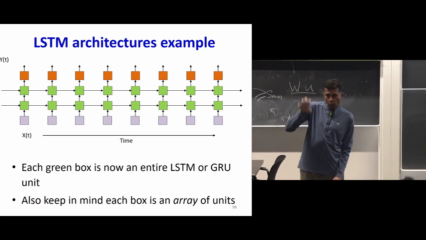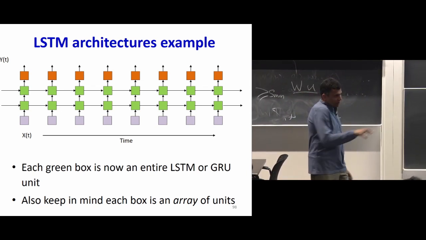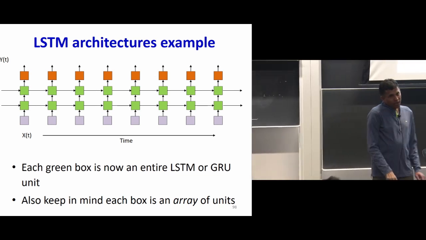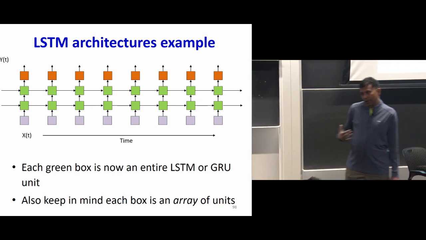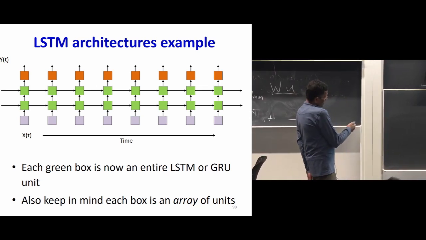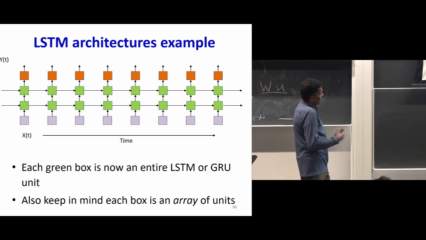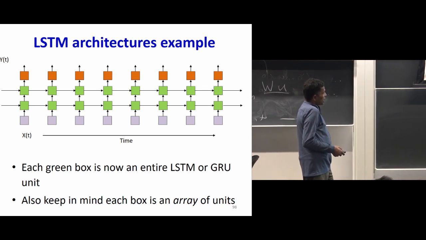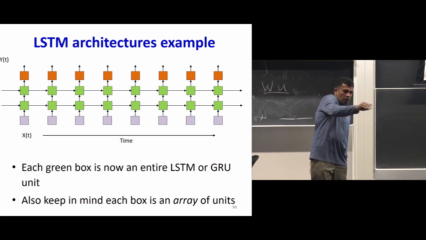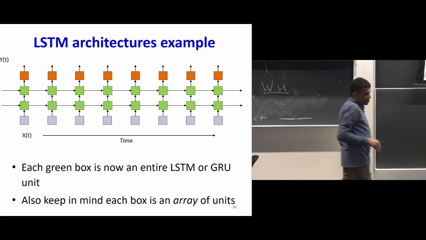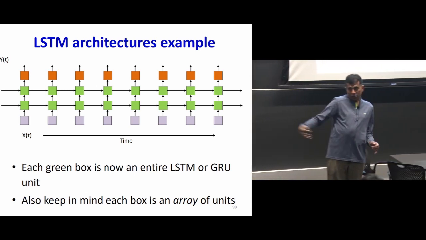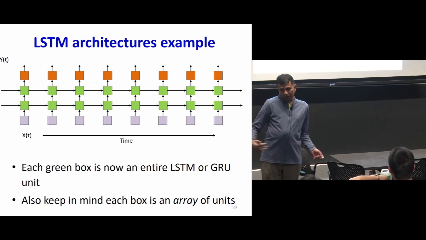Now, we were just looking at one cell. But these cells are going to be components in a complete recurrent architecture, right? And as with standard recurrent neural networks, you can have any number of layers of these cells. So for example, you could have multiple layers, except now each green box over here would be an entire LSTM or GRU unit. And again, remember that each box is now a number of cells going into the page. And any time I draw a connection from one cell to the other, or even within a cell, they're actually talking across all of the cells, right?